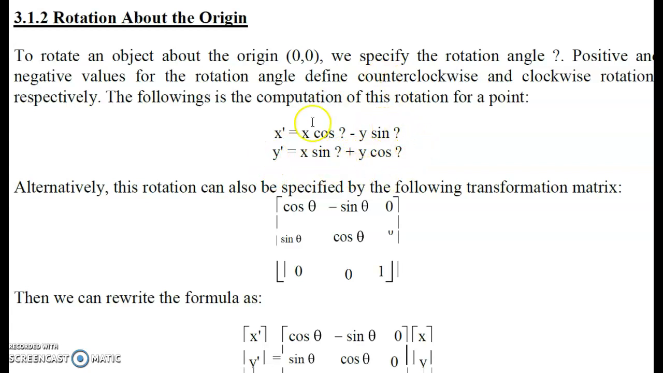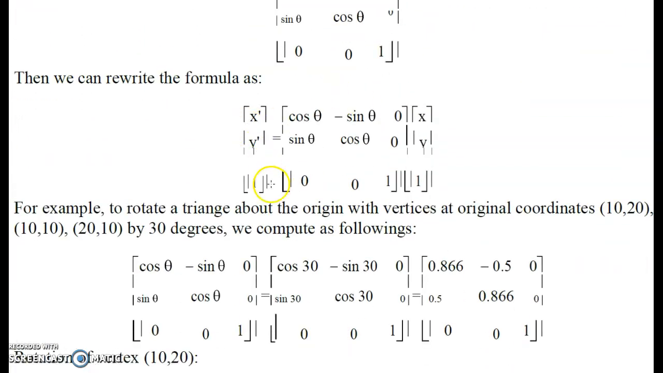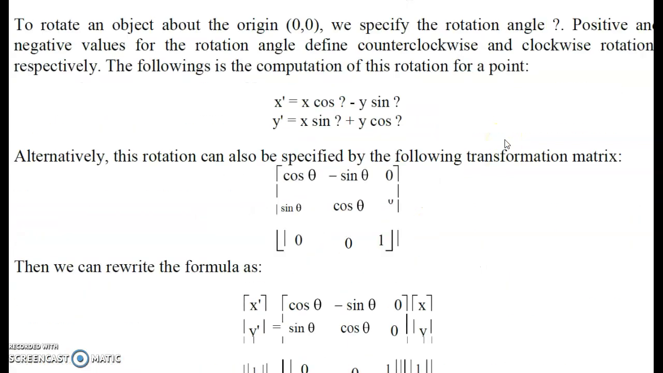This rotation technique can be converted into a matrix form as cos theta, minus sin theta, 0, sin theta, cos theta, 0, 0, 0, 1. So this entire formula can be rewritten as [x' y' 1] equals the matrix cos theta, minus sin theta, 0, sin theta, cos theta, 0, 0, 0, 1. So if you cross multiply, you will get the above equation.